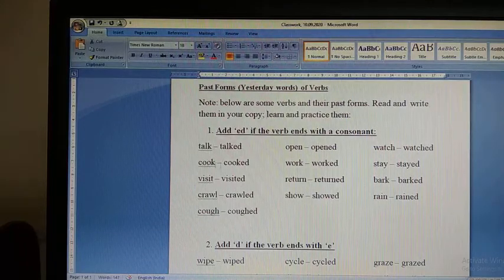Talk, talked, cook, cooked, visit, visited, crawl, crawled, cough, coughed, open, opened, work, worked, return, returned, show, showed, watch, watched, stay, stayed, bark, barked, rain, rained.